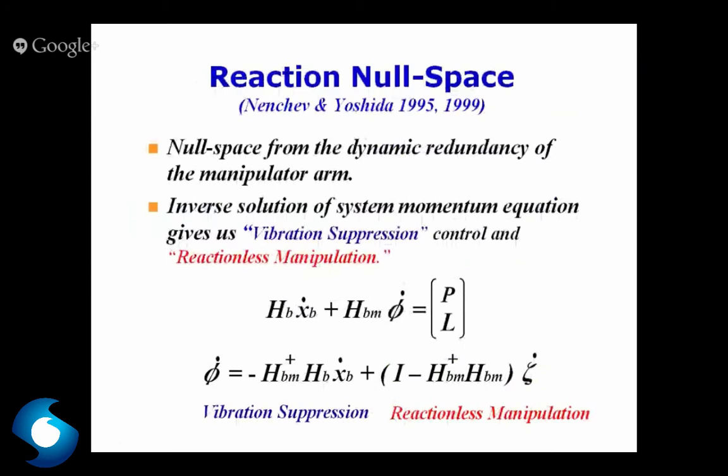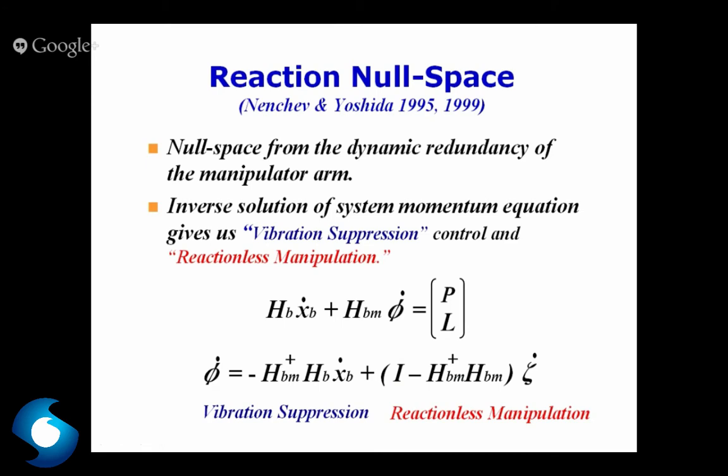So for both cases of the free-floating base or flexible structure base, the equation for the manipulator part is the same. We have again this equation for the momentum conservation, but we expand this equation for the joint angle phi dot, and we get such a formula. This happens in case we have a redundancy in the system.